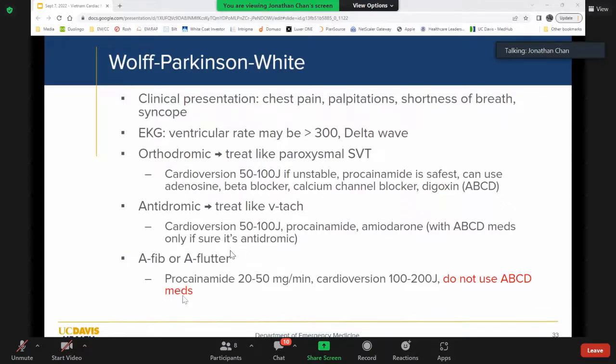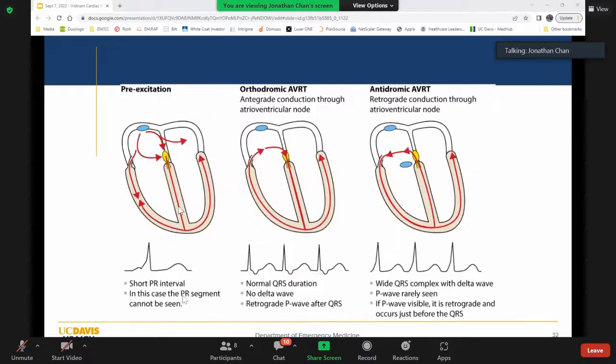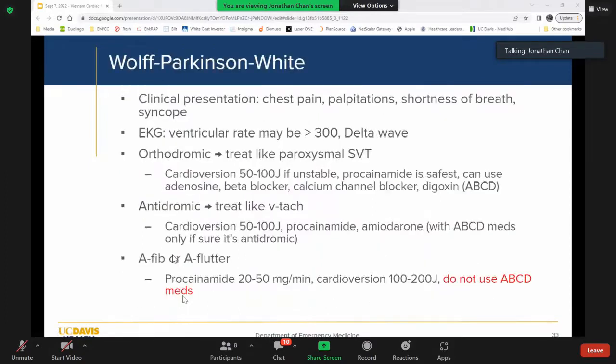Because the problem here is if the patient has an AFib or A-flutter rhythm with Wolff-Parkinson-White, it looks very similar to the antidromic one, where you sometimes have the delta waves there. For patients with AFib or A-flutter with Wolff-Parkinson-White, you should only do procainamide or cardioversion, and you should not use the ABCD medications, because you can lead to ventricular fibrillation if that's the case.